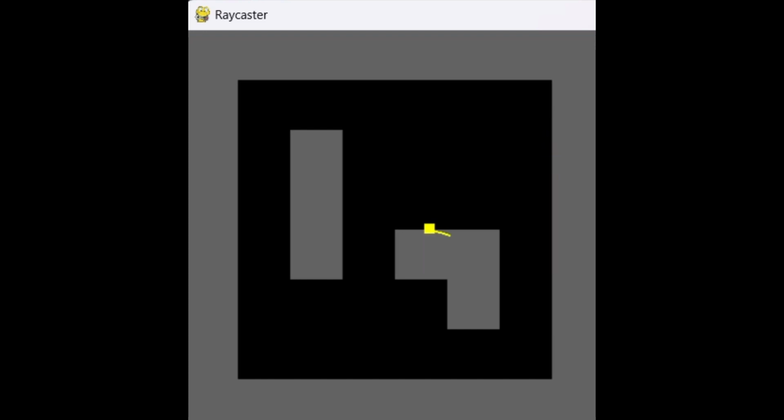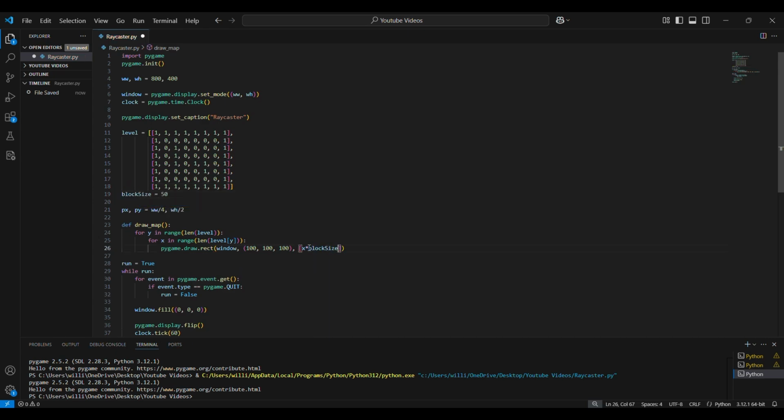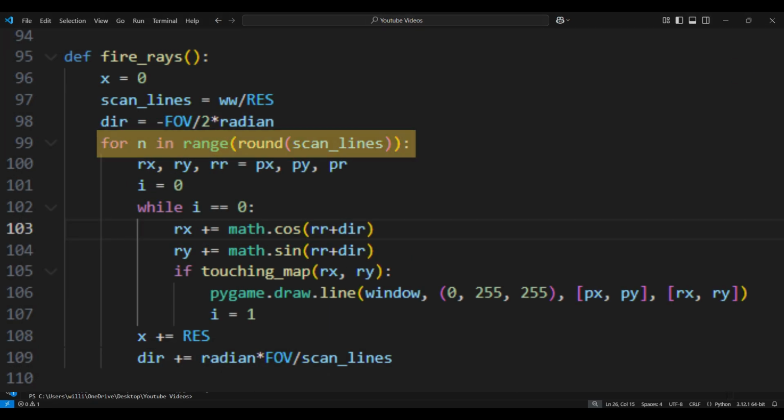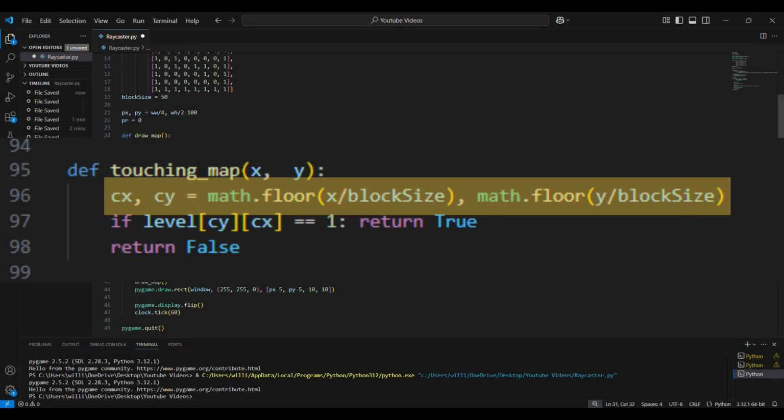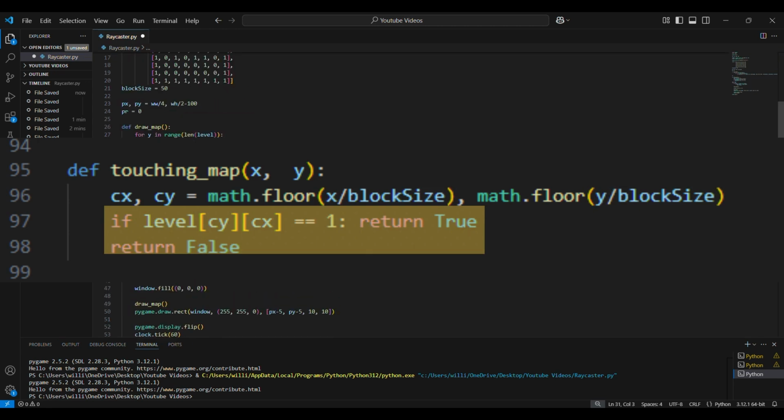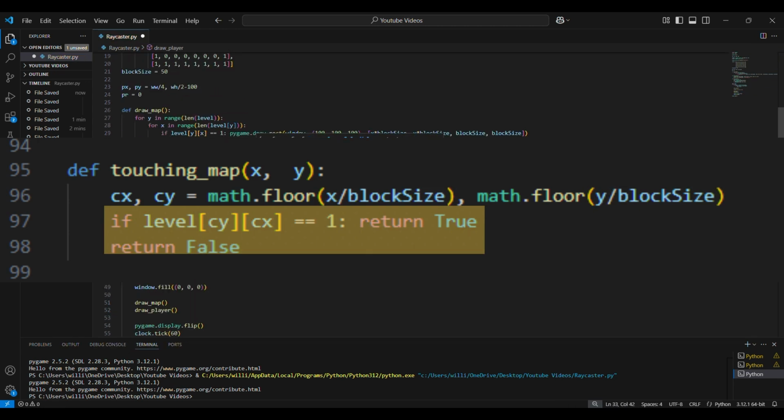Next, I added the rays that would shoot out from the player and collide with the wall. Each frame, 60 rays are shot out. To move a ray forward, I just added the cosine and sine of its angle to the ray's x and y values. And after each movement, it floors its x and y values, divides them by the block size of the level, and checks if there is a wall at that grid square. If there is, it moves on to the next ray.